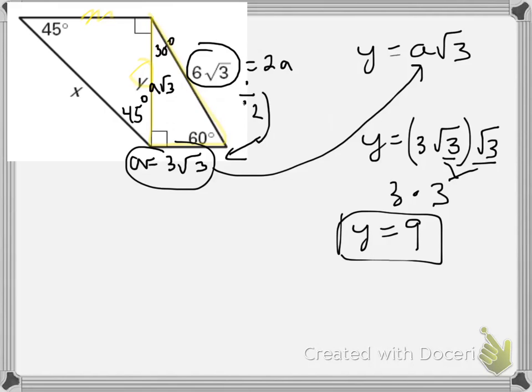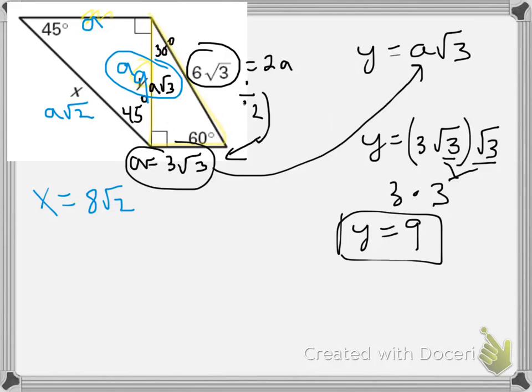Now we go to our 45, 45, 90 rule, and so I'll do that in blue. Okay, so our 45, 45, 90: across from 45 is a, across from 45 is a, and across from 90 is a root 2. So we know x equals a root 2, and we now know right here it's our y value, which was 9.